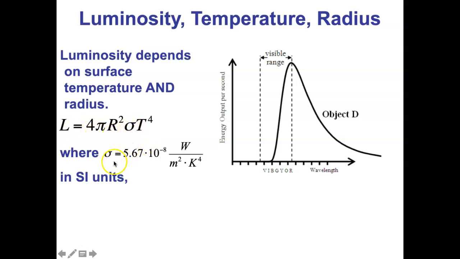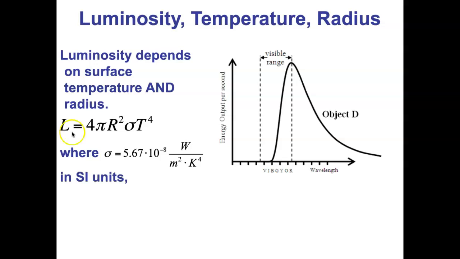The little sigma here is what's called the Stefan-Boltzmann constant, this value right here. This equation, by the way, is in SI units. Luminosity is in watts, radius is in meters, temperature is in Kelvin. This is why the Stefan-Boltzmann constant has this crazy unit system: you want your meters squared here and your Kelvin to the fourth here to cancel out and leave you with just luminosity in watts.